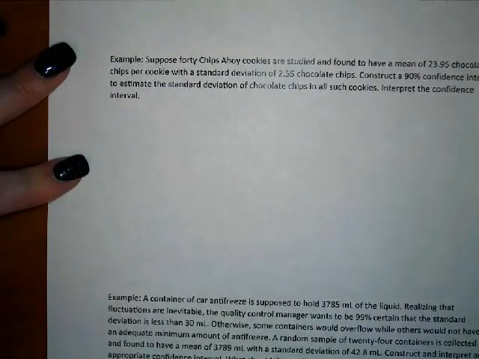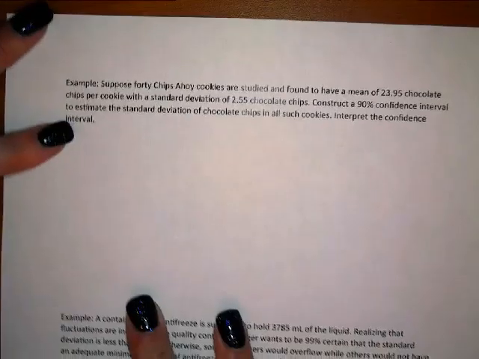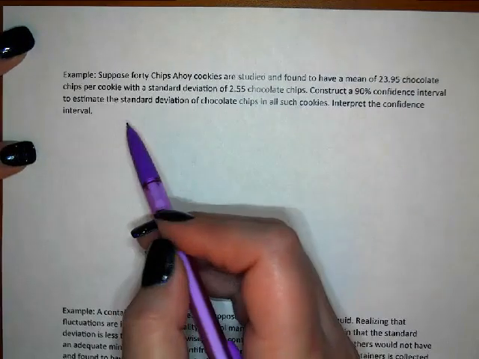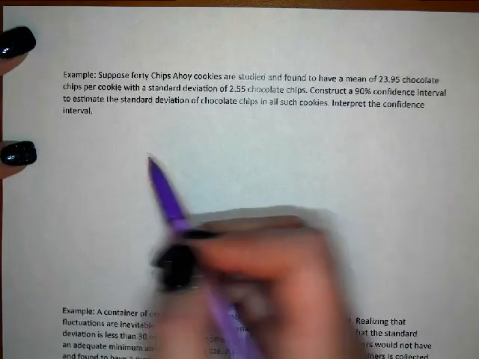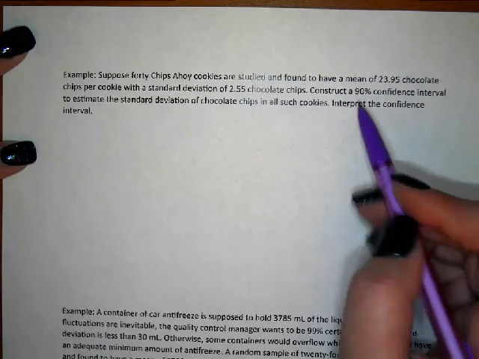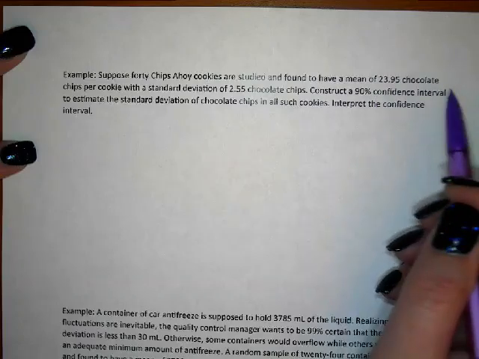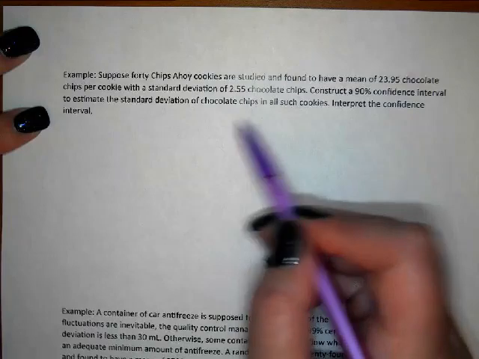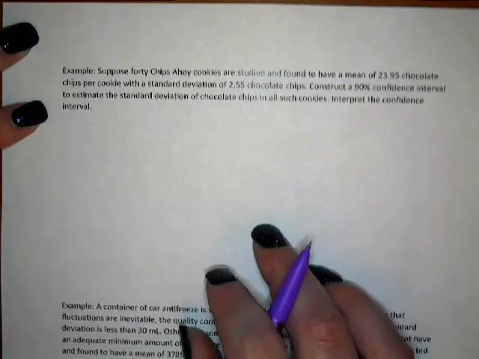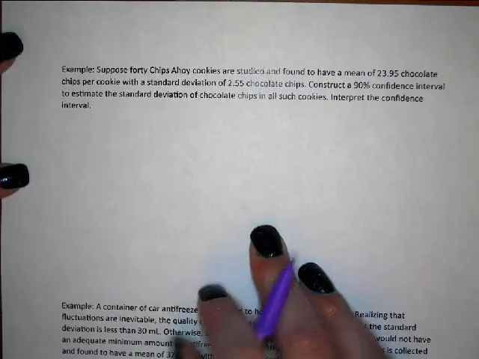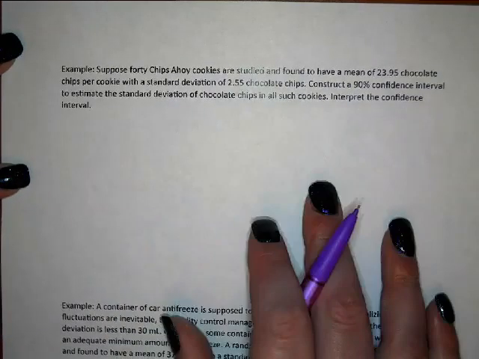Here is the next example. So this is from the previous section. Suppose 40 Chips Ahoy cookies are studied and found to have a mean of 23.95 chocolate chips per cookie with a standard deviation of 2.55 chocolate chips. Construct a 90% confidence interval to estimate the standard deviation of all chocolate chips in all such cookies and interpret the confidence interval. So we're using the same context that we did in a previous section, but now we're looking at the standard deviation instead of the population mean. So sigma is the population standard deviation.